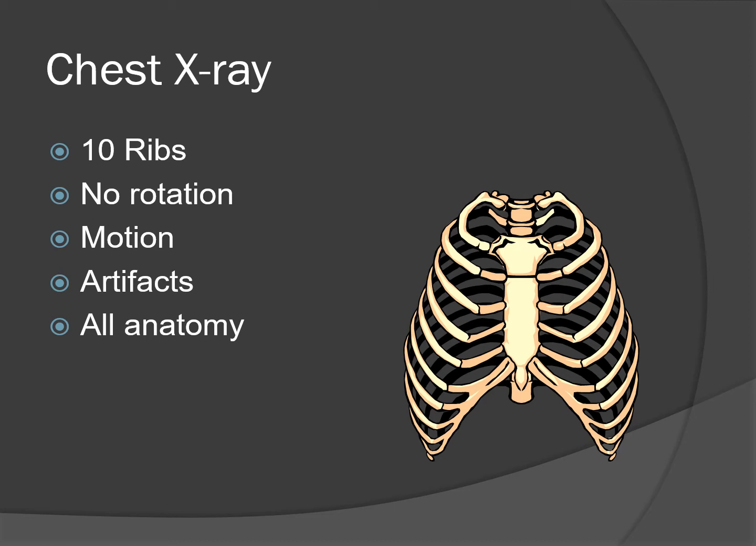First, we want to see 10 ribs above the diaphragm. Second, we want to see no rotation for the patient. Third, no motion, so the patient should not be breathing during the exam or moving at all. We want no artifacts included, and we want to make sure that all of the anatomy is included on the image. So as we go through the images that we're going to look at shortly, we're going to look for these different things to determine whether or not the chest X-ray is diagnostic.